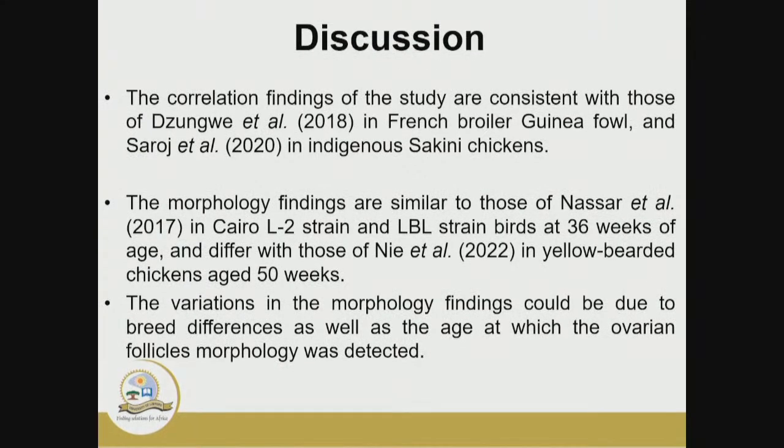The correlation findings of this study are in line with the paper that was published in 2018 in French broiler guinea fowl, and then again they were in line with a paper published in 2020 in Sasso chickens. And the morphology findings were similar to those of the paper published in 2017 in the 2 breeds mentioned there at 36 weeks of age, and they differed from that of the paper published in 2022 in yellow-bellied chickens aged 50 weeks. And the variations in the morphology findings could be due to breed differences or the age at which the morphology was identified.